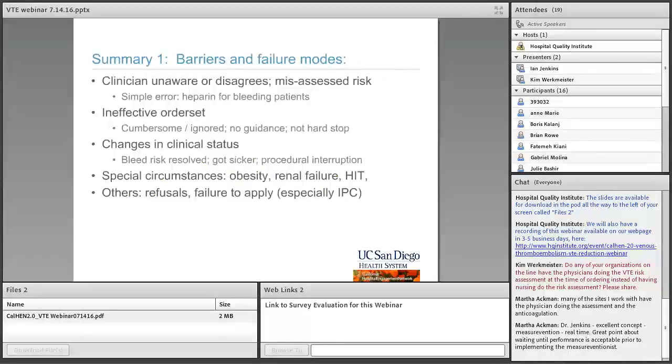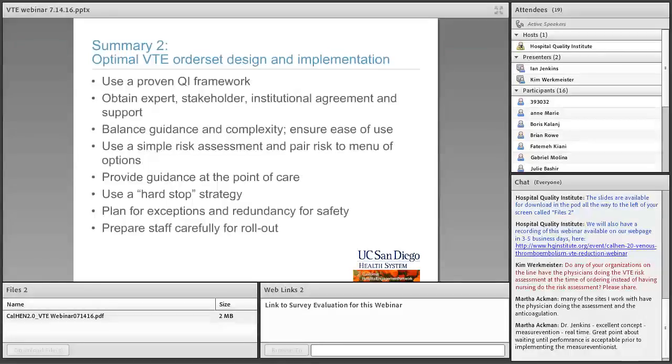So just to review, I want to do this quickly because we are running out of time. Some barriers and failure modes are clinician knowledge gaps, disagreement with a protocol, an ineffective order set that's cumbersome to use or annoying, or doesn't provide guidance at the point of care, or that can be skipped. Patients that have clinical status changes, like their bleeding risk got better or the patient got sicker, and a bunch of special circumstances, like obesity, renal failure, hepatitis, thrombocytopenia, and allergies. There's a bunch of others. These include patient refusals and failure to apply. That means not bringing the drug to the patient, or more often not applying the squeezers, IPCs. That happens quite often at my hospital.